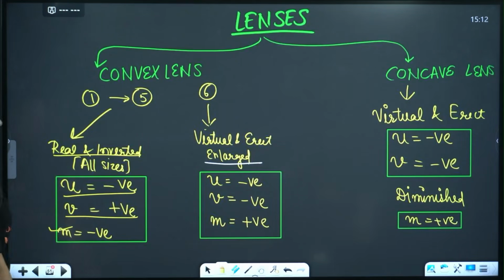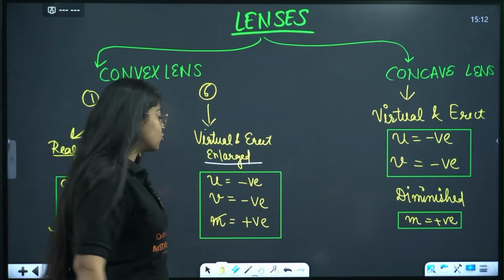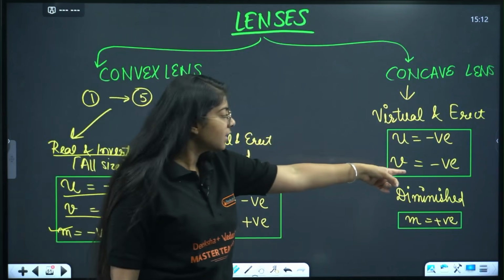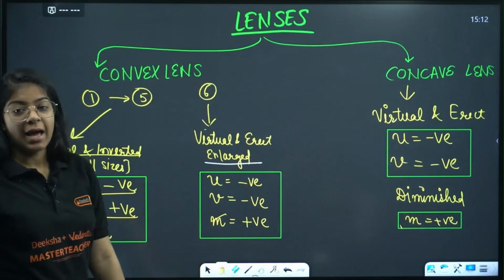Done. Then magnification is again negative for real and inverted. Magnification is positive for virtual and erect. U is negative, V is negative for virtual and erect. U is negative, image diminished, and M is positive for virtual and erect.